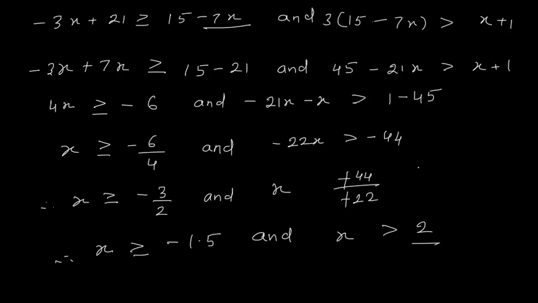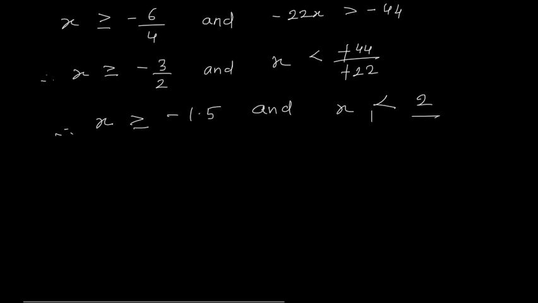So here x is less than 2, and it is greater than or equal to minus 1.5. So I will say that x belongs to, here I will use this open bracket because this minus 1.5 is included. It is greater than or equal to, so here minus 1.5 comma 2, and I will use this bracket.